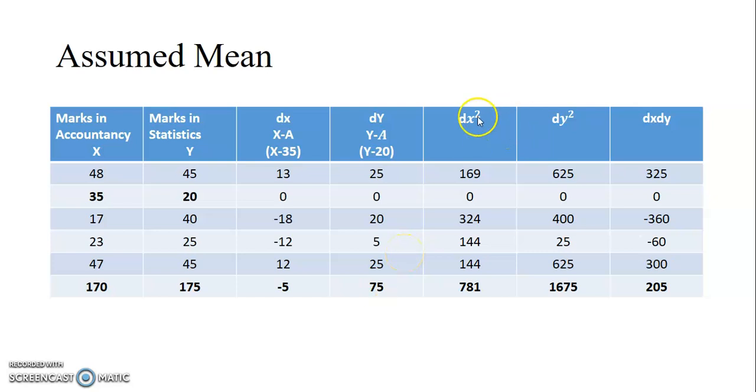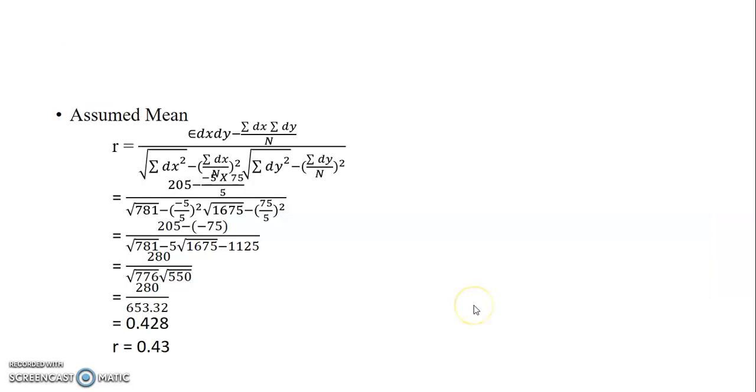Then we want to find dx square and dy square. This is the square of dx and dy square is the square of dy. Last step, we want to find dx into dy. Then we can total up all those items. So sigma dx squared, sigma dy square, and sigma dx into dy. Now we are going to apply this in the assumed mean formula.